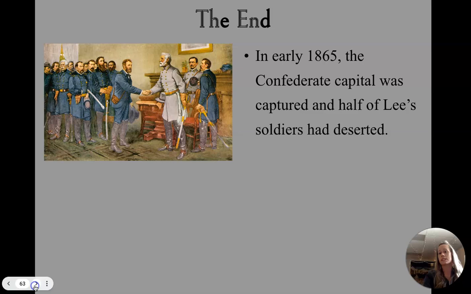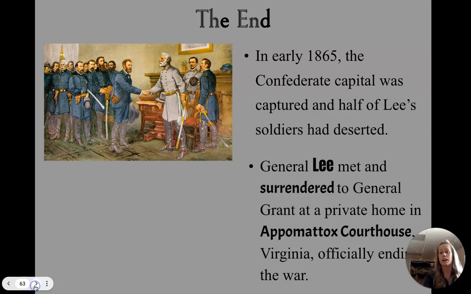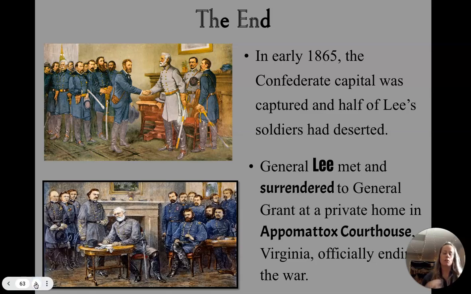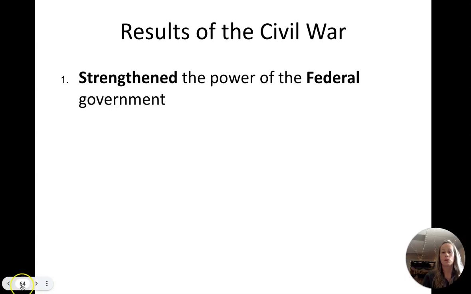And then in 1865, at Appomattox Courthouse, it's a private home, Robert E. Lee surrenders to General Grant, and officially ending the war. Yeah, so the war is over. They sign their papers. We have a treaty that is signed. And then the war moves on.